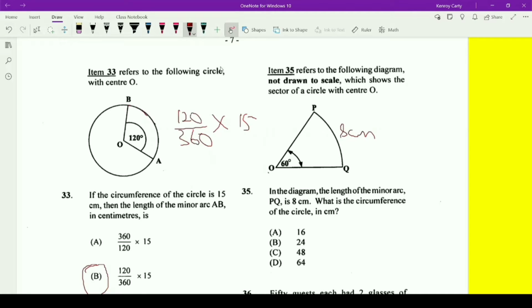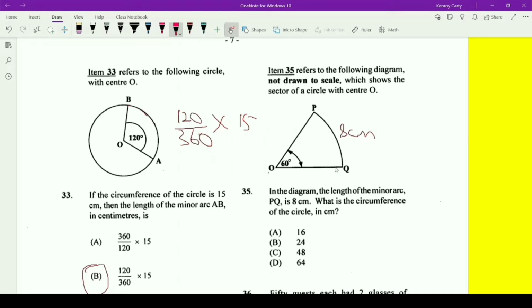What is the circumference of a circle in centimeter? Now, this is beautiful. Alright, good. Now, bear in mind that the circle measures in terms of angle 360 degrees. This is just a fraction of that 360. Also, 8 centimeter is a fraction of the circumference.